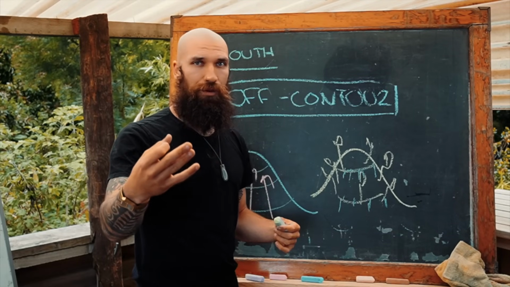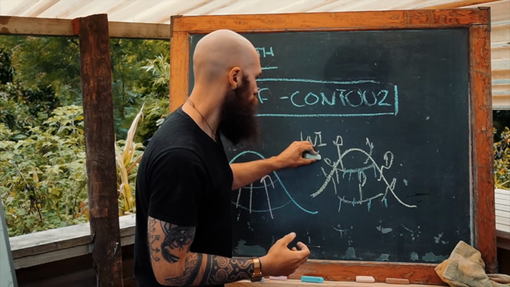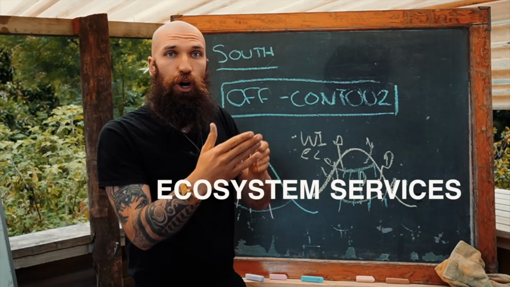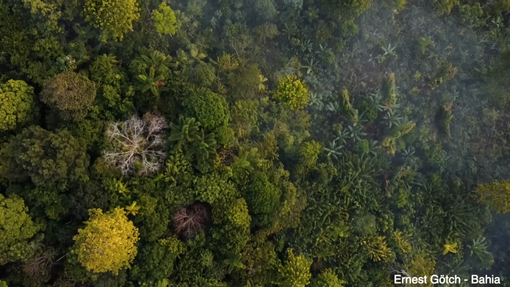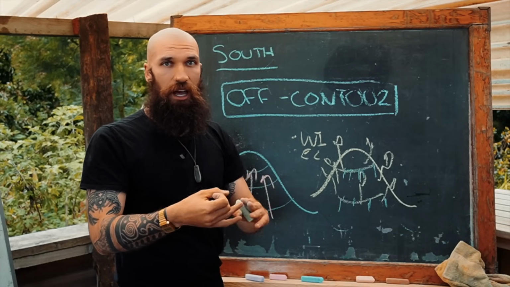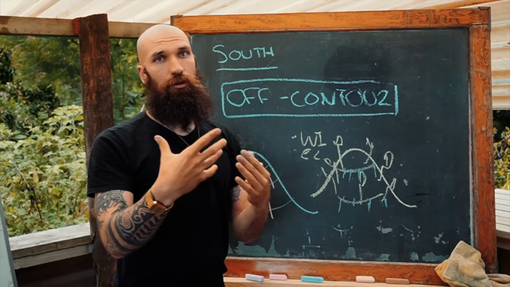Because the first 2 of those reasons, water infiltration and erosion control, both of those are ecosystem services that are perfectly fulfilled by having a forest. Having a forest fulfills those ecosystem services, and it doesn't require the earthworks, the digger, and all the labor that would be involved in creating terraces or contouring the landscape.